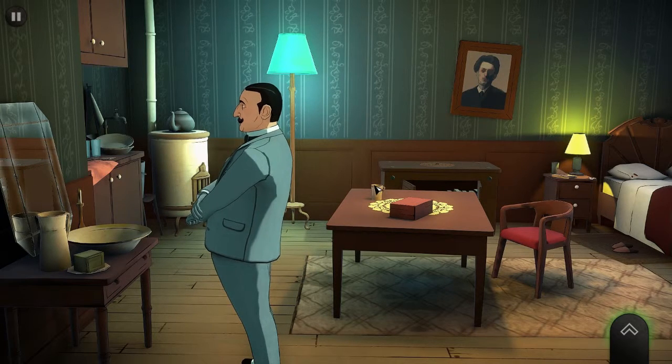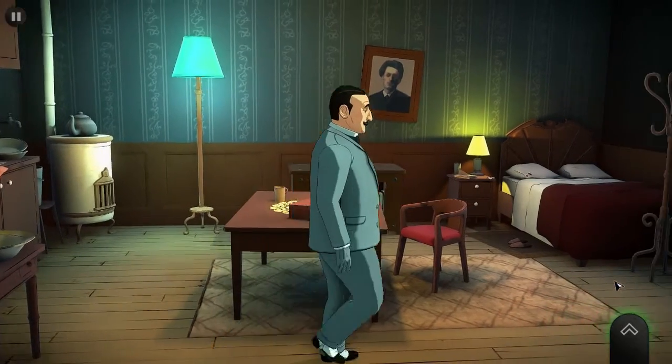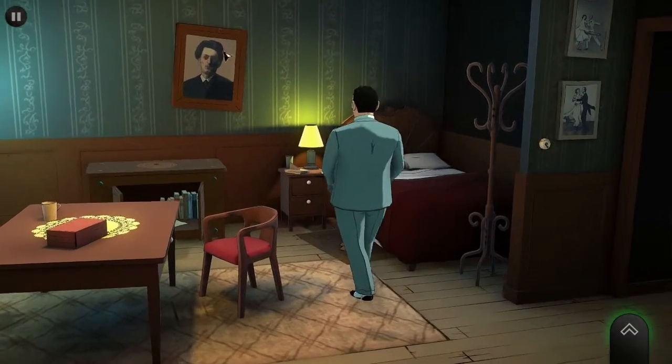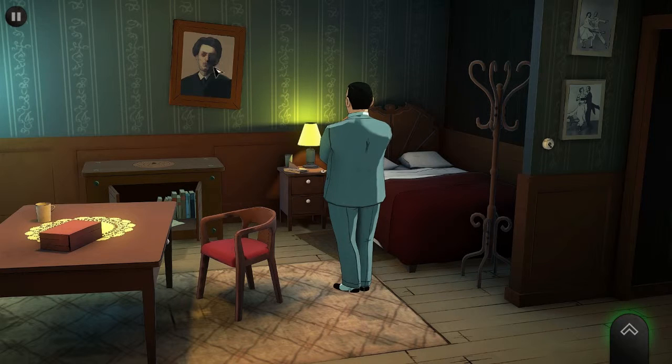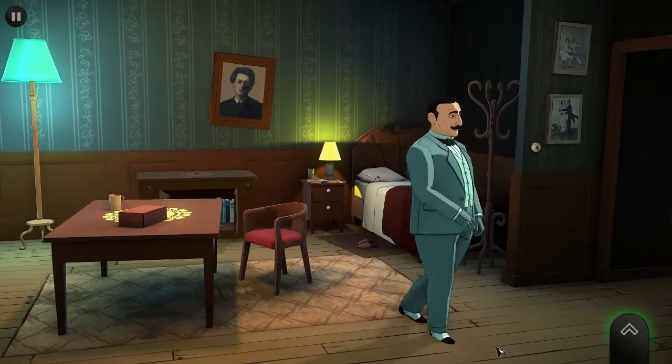Okay, so I don't think there is anything else to do here, since I've looked at everything. I still wonder why that picture is crooked though. Maybe there is something behind it, but I am not able to do anything with it, so I'm just gonna leave it as it is then. Yeah, I don't think there is anything more to do in here.